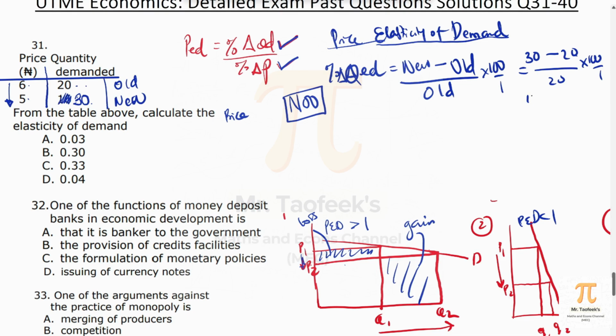So 30 minus 20 is 10 over 20 times 100. 0 cancels 0. 2 into 100, that's 50. Right? So 50%. So percentage change in quantity demanded, according to what we're doing now, is 50.